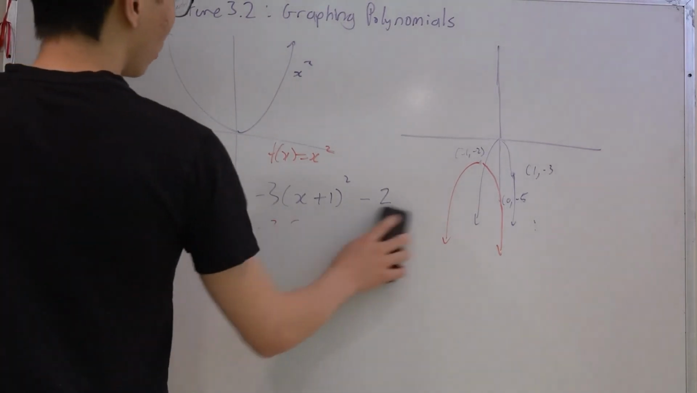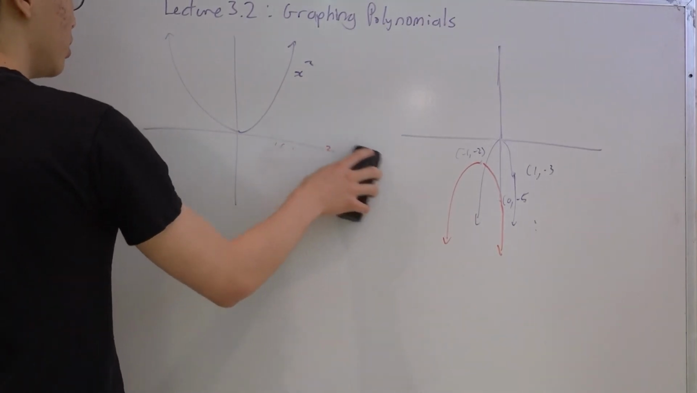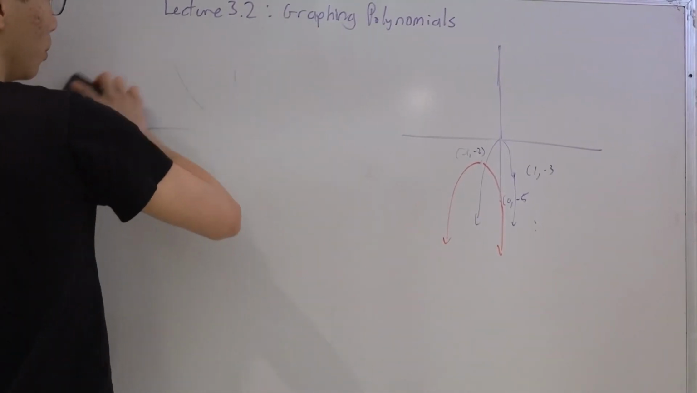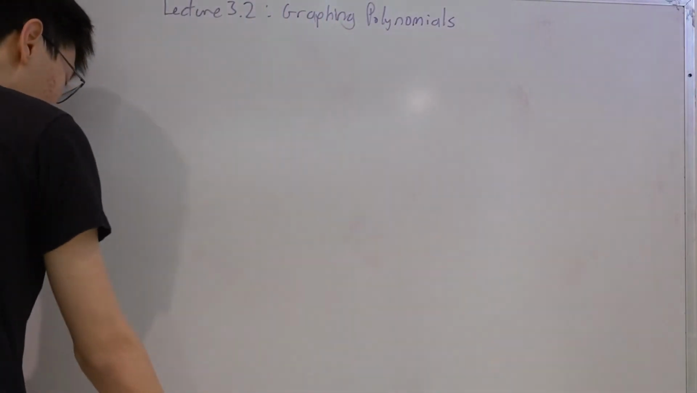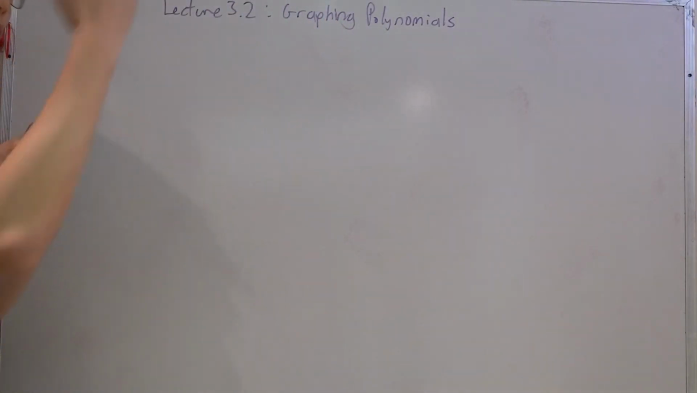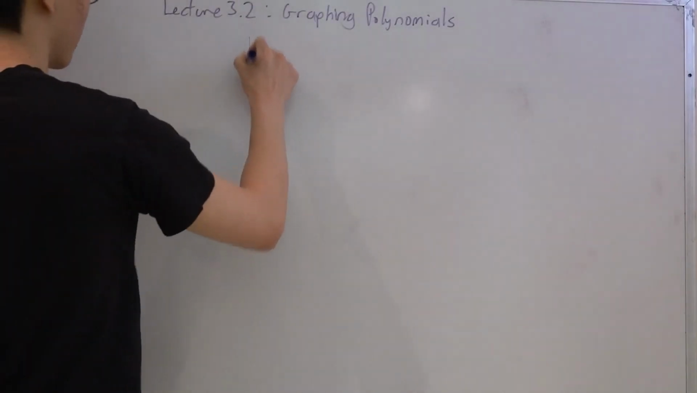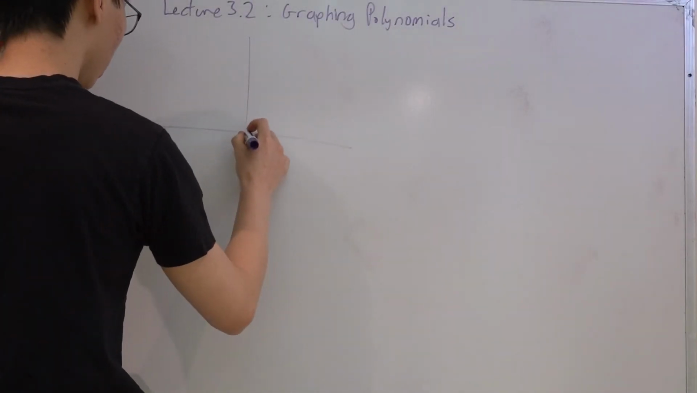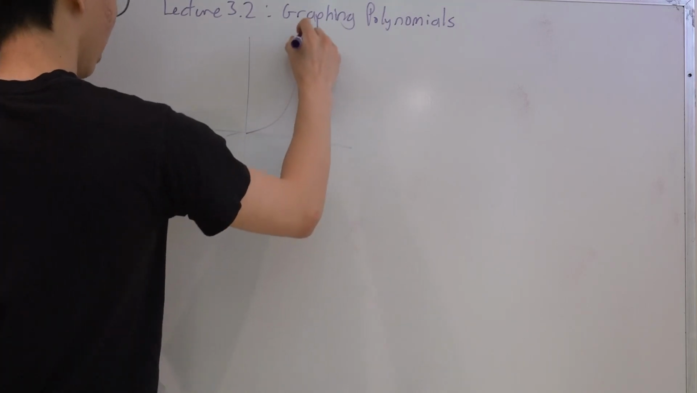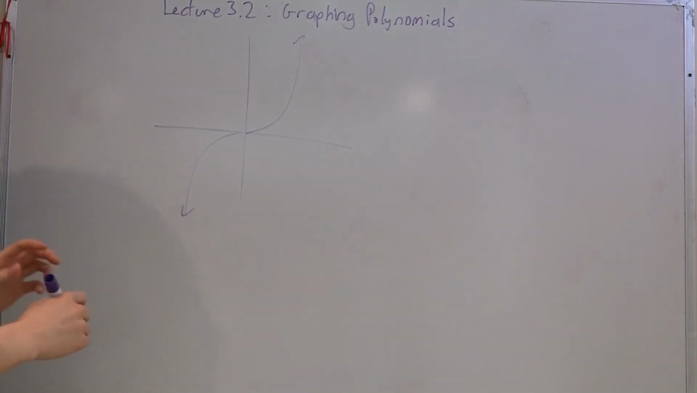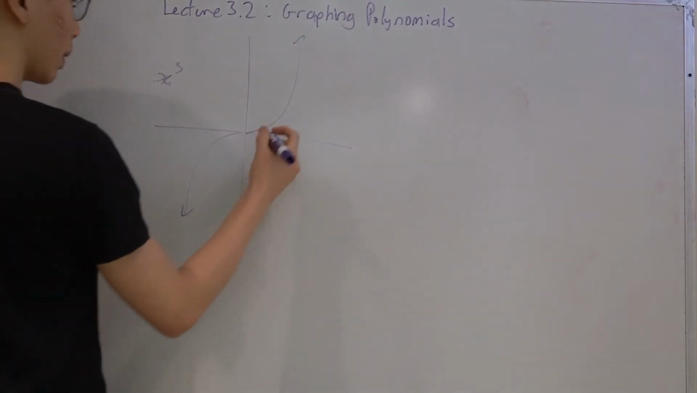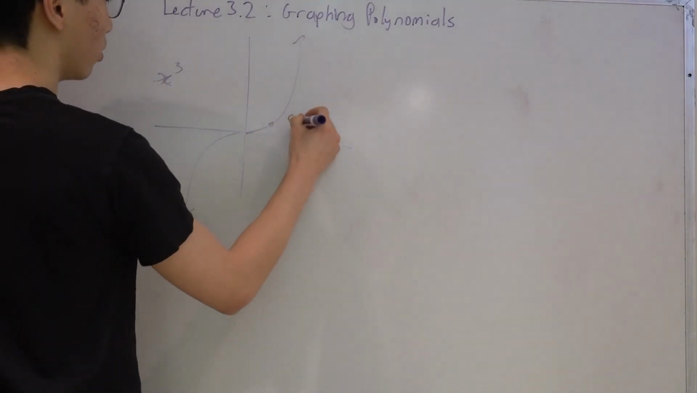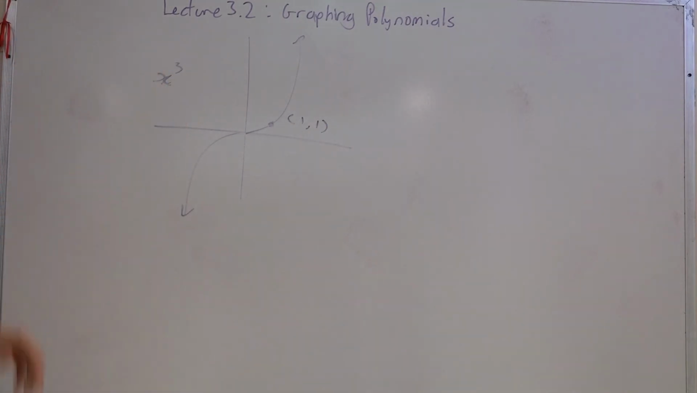But of course, we don't have to stop with x squared. We can do this for any other basic polynomial. So for example, let's go one level higher, which is x cubed. Now x cubed, you should know, looks like this. If you don't know, here you go. You can check very simply, just by plugging it in, that there's a point here, 1, 1. Good to know, because that's what we're going to be using for our transformations.